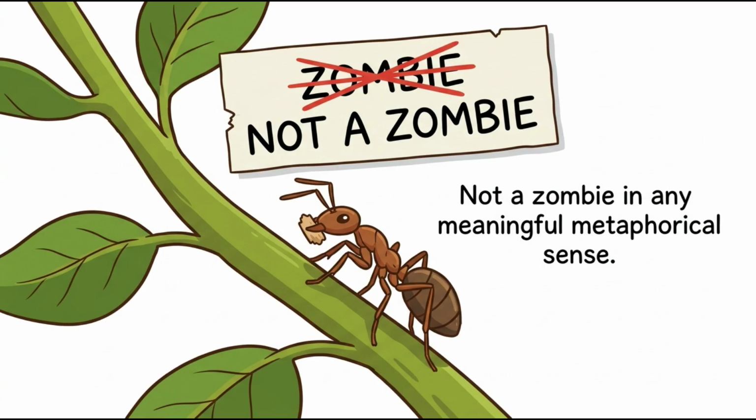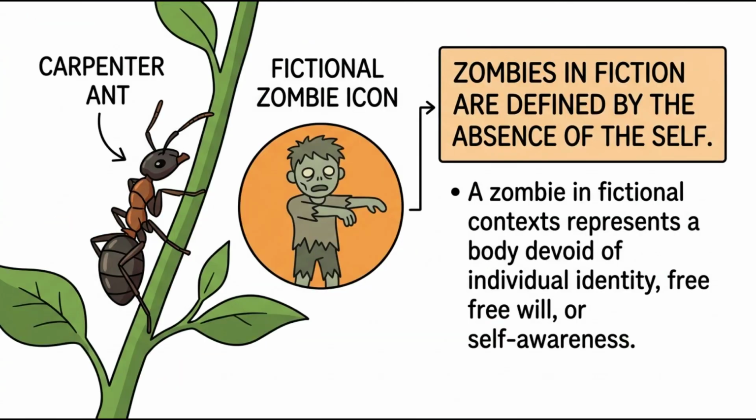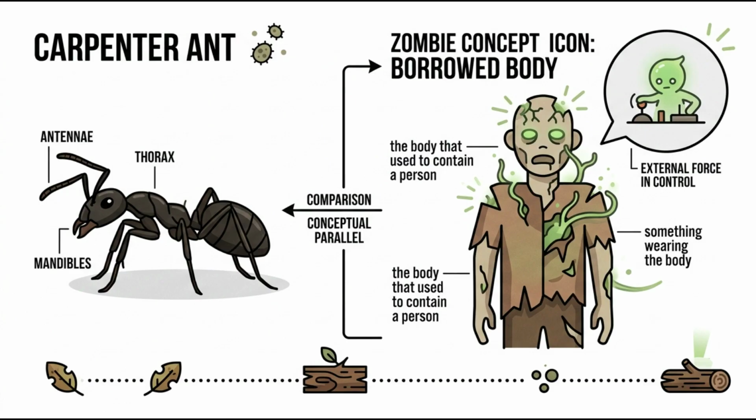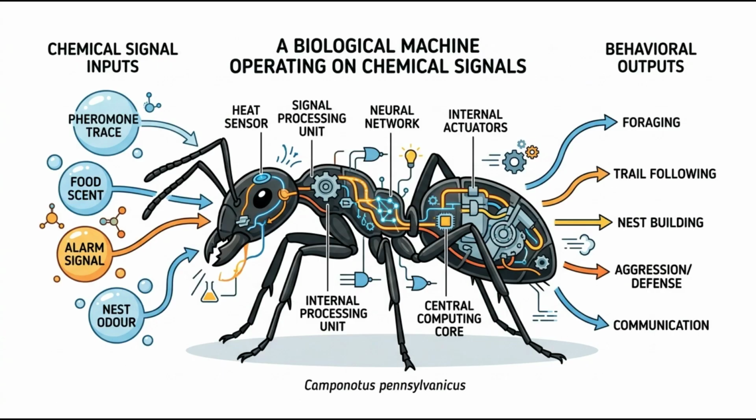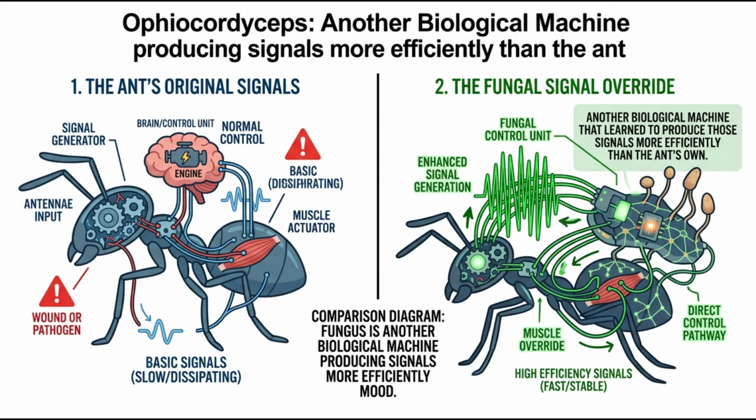The ant on the plant stem is not a zombie in any meaningful metaphorical sense. Zombies in fiction are defined by the absence of the self, something wearing the body that used to contain a person. But the ant was never a self in the way the metaphor implies. The ant is a biological machine operating on chemical signals. The fungus is another biological machine that learned to produce those signals more efficiently than the ant's own colony does.